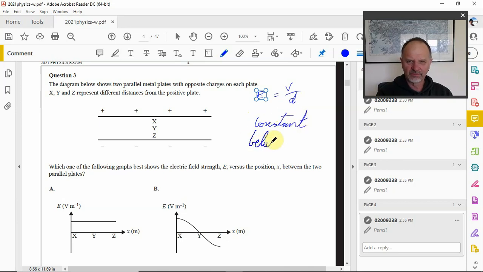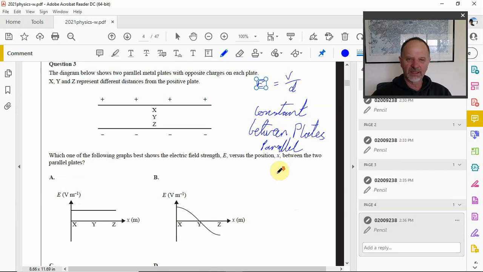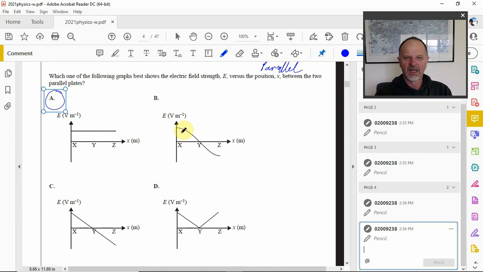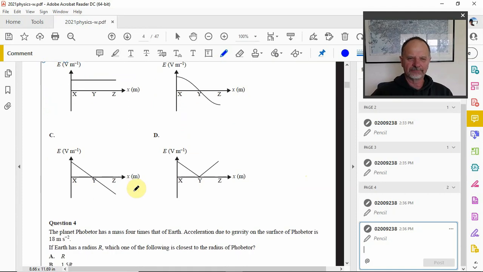Between plates. All right, and that's the situation we have here, is parallel plates. I should really say, parallel plates. So it's constant between parallel plates. So we'll have a look at these four graphs that we've got. And the only one that shows a constant electric field is A. All the other electric fields vary between points X, Y, and Z. They're different. All right. So there's that one.